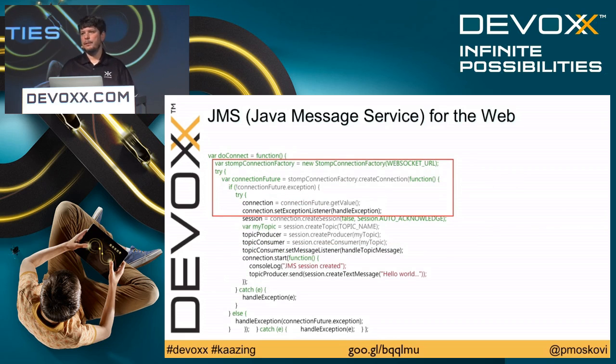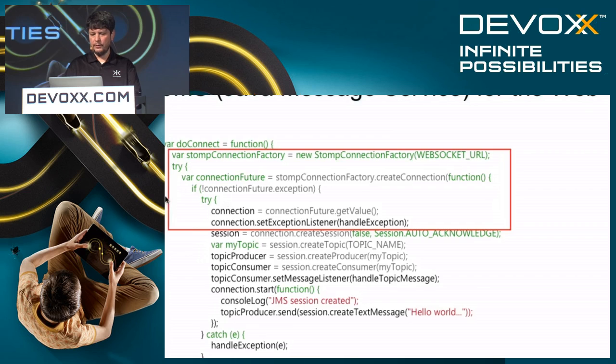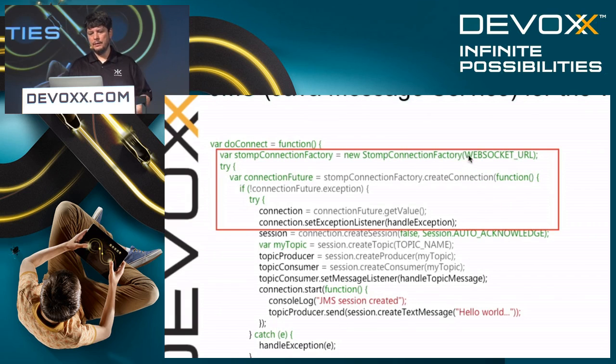In the JavaScript, if you're familiar with JMS, this might be something for you. If not, then excuse me for just this single slide. First, we create a connection factory, and we feed into this connection factory the WebSocket URL that was defined somewhere further up. We are using STOMP, the Simple Text-Oriented Message Protocol, as the wire protocol, and we implemented the JMS API on top of that.